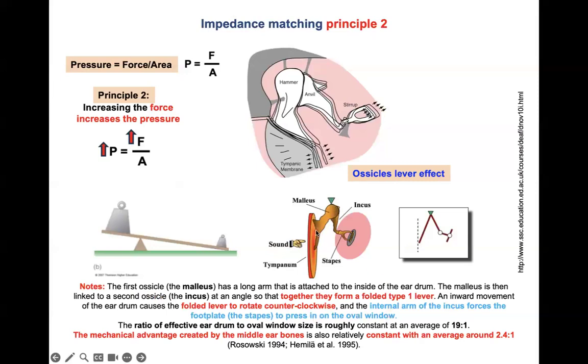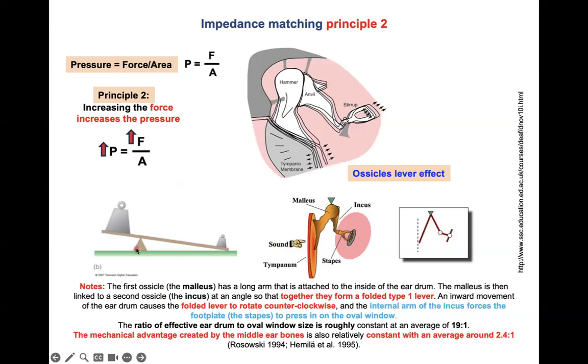You see here, this is the long arm, the malleus and the incus, the type 1 lever, and here's the shorter arm, the stapes. You can see the example here again. So we can here increase the force significantly. This is the second principle of impedance matching.